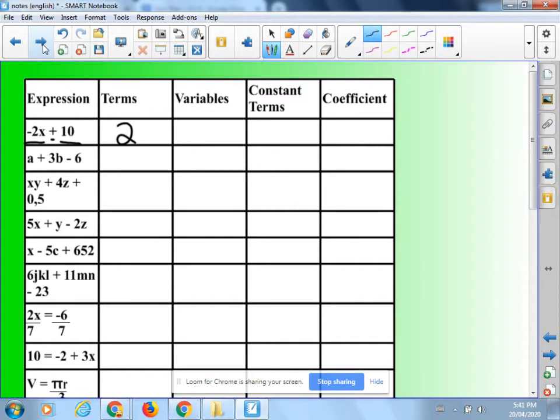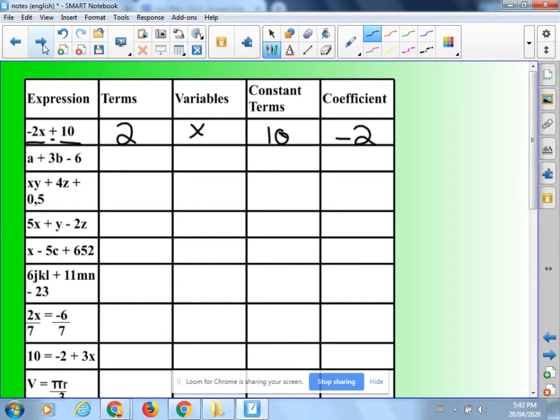My variable in this case is simply an x. The constant is +10, or I can just say 10. You don't have to put the plus sign when it is a positive. And the coefficient, so the number beside my variable, -2.